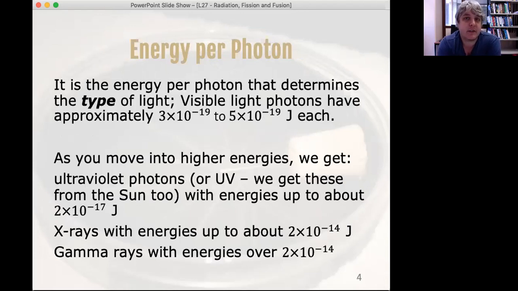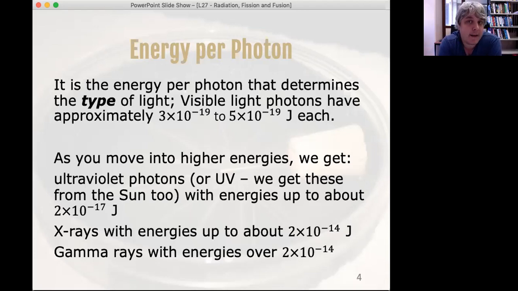And of course, by what type, we just mean what it does to things that it hits, things that it interacts with. So it makes sense that the different amount of energy would have a different effect on whatever it hits. Visible light photons are the ones that our eyes are built to receive, to be able to absorb these visible light photons and provide our brain with information about the world that we see. Again, we'll talk about that a bit more in the last section. Those photons have between 3 and 5 times 10 to the negative 19 joules. So that's between a 3 and a 5 in the 19th decimal place of joules.